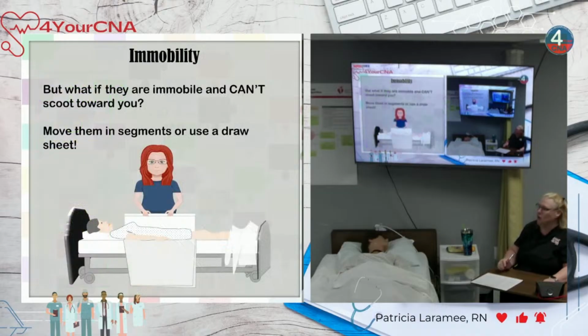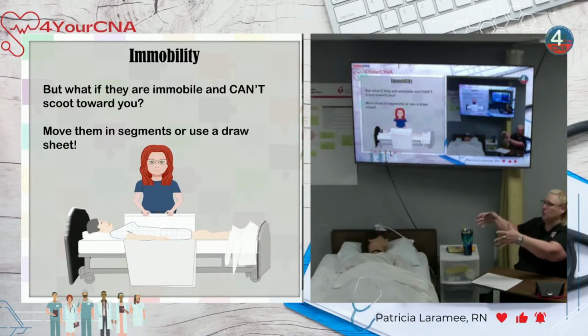Now, if they can't scoot toward us, we can use a couple of processes to get them closer to us on the edge of the bed. You can move them in segments, like their head and shoulders, their hips, their legs, their feet. Just move them in segments towards you. That's fine. Or you can use a draw sheet.